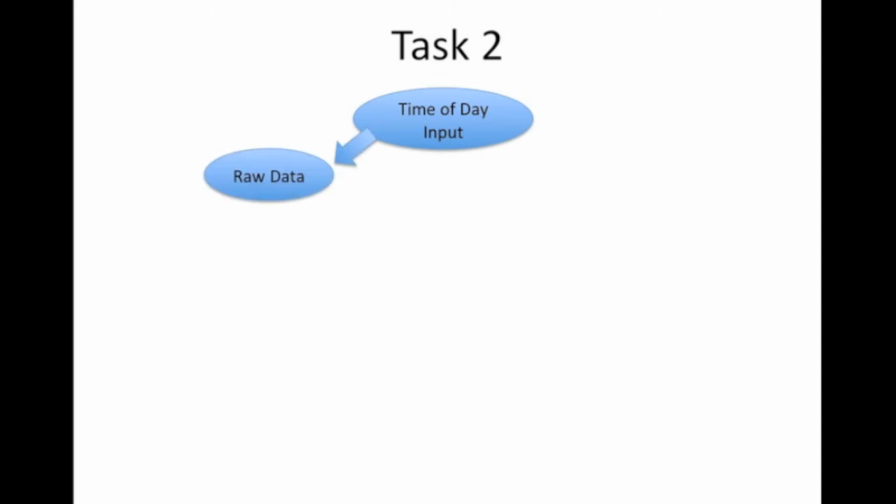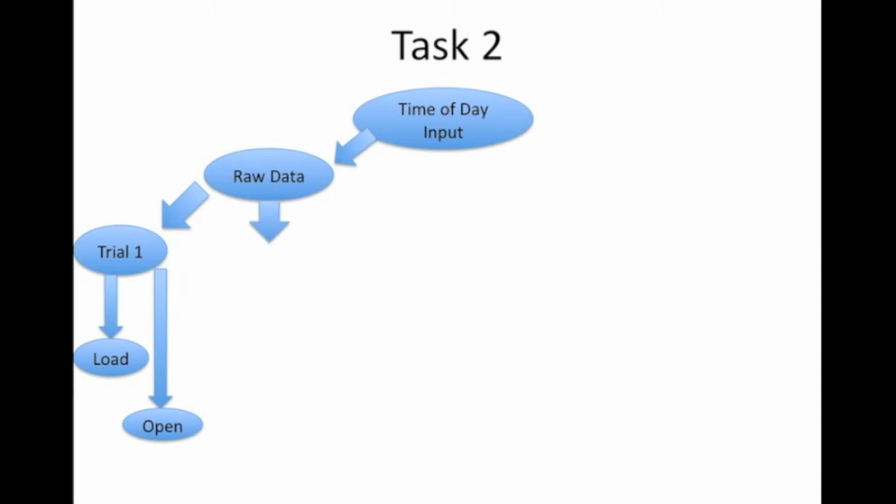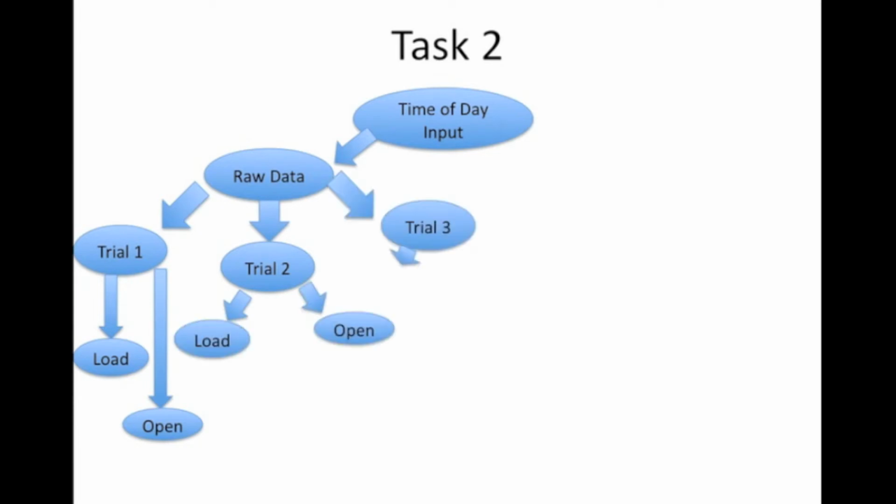After that, you can select to see the raw data from your 3 different trials, so an average of those. You can then select to go to trial 1, and then of course you can plot the contour plot for the load and the open sweep data. Same thing if you want to do the second trial at that time of day. Again, they're the same options, the load data or the open sweep data, and the same exact thing happens with trial 3, load data and open data.